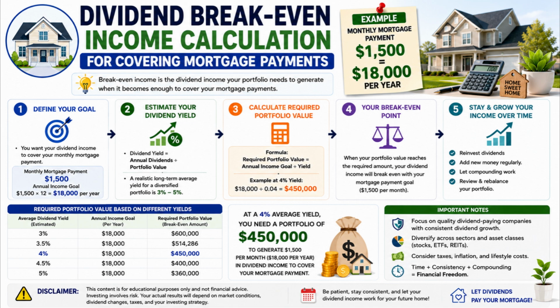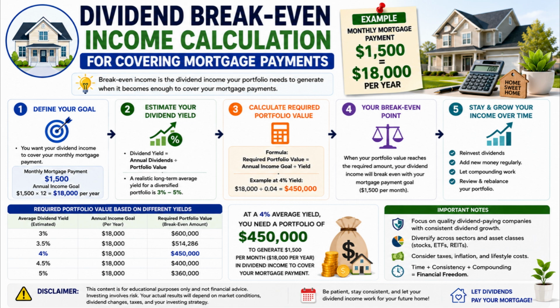Now, let's compare how the required portfolio value changes with different dividend yields. At a 3% dividend yield, you would need about $600,000. At a 3.5% yield, you would need around $514,286. At a 4% yield, the required portfolio value is $450,000. At a 4.5% yield, you would need about $400,000. And at a 5% yield, the required amount becomes $360,000. As you can see, the lower the dividend yield, the higher the portfolio value needed. On the other hand, the higher the dividend yield, the lower the required portfolio value becomes.